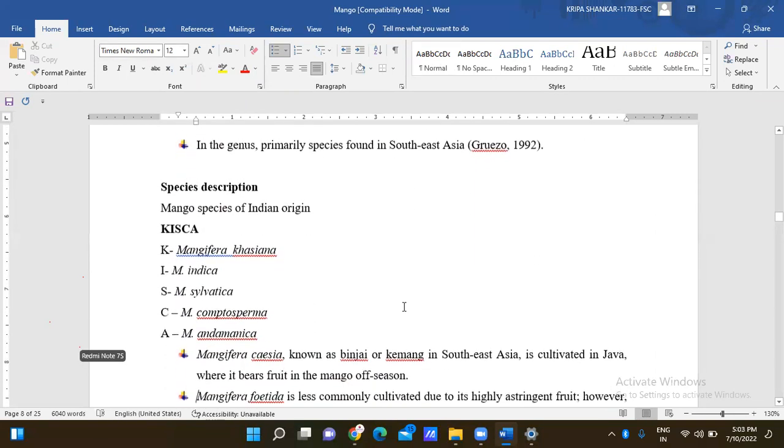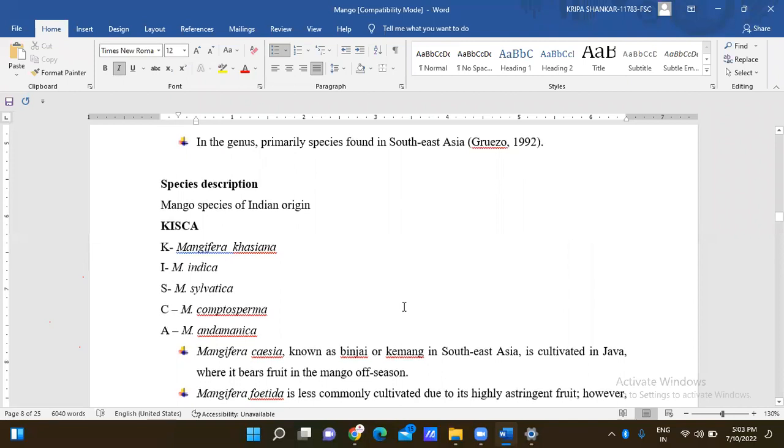This you should remember. There are 5 species that are most common, which are of Indian origin. So they used to ask which is the following species of Indian origin: Mangifera khasiana, indica, sylvatica, caloneura, and andamanica. So I remember it like KISCA. K is khasiana, I is indica, S is sylvatica, C is caloneura, and A is andamanica.